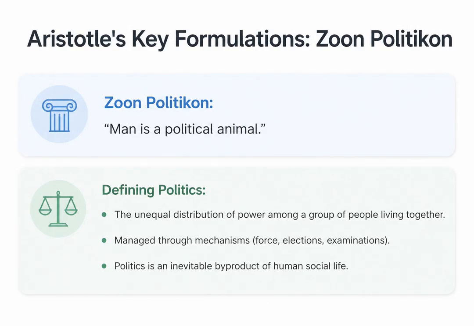Aristotle gave us two vital Latin formulations. The first is zoon politikon, meaning man is a political animal. Now, politics here doesn't just mean voting. Politics is defined as the unequal distribution of power among a group of people living together. Whether that power is distributed by brute force, modern elections, or competitive exams like the UPSC, some mechanism always decides who holds power. Aristotle recognized that wherever humans live together, there will necessarily be a mechanism for distributing power. Politics is an inescapable byproduct of human society.